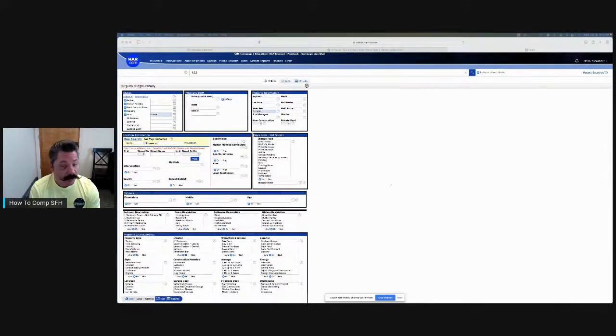But again, to preface, I think you should invest in some software if you do not have access to MLS. So let's take a big subdivision like Oak Forest in Houston. If anybody's been doing a lot of deals, they've dealt with Oak Forest. And let's pick one here.